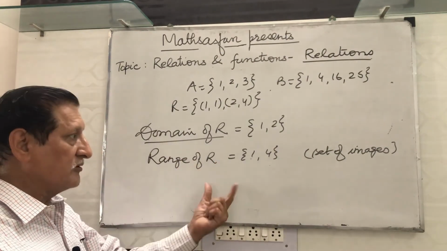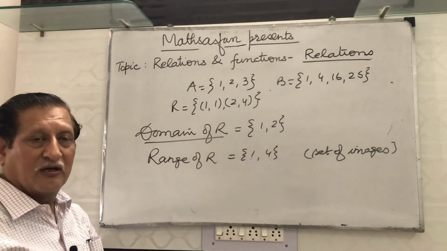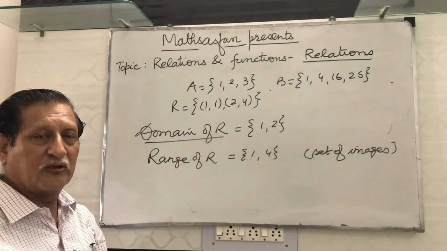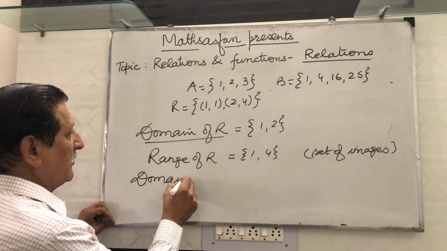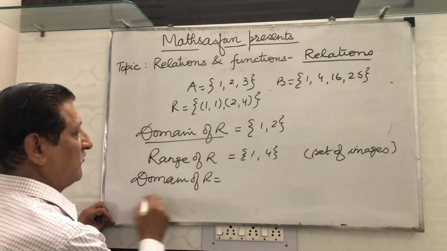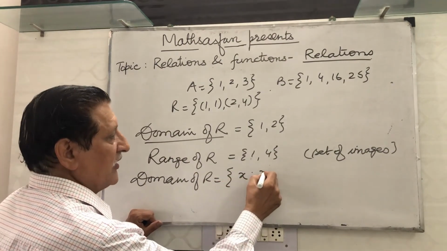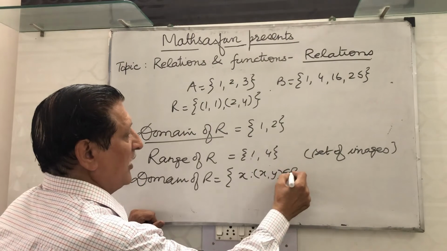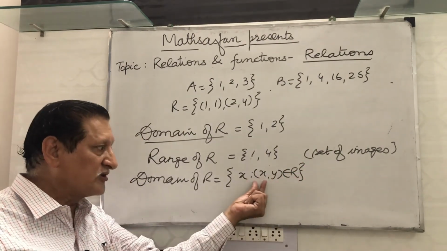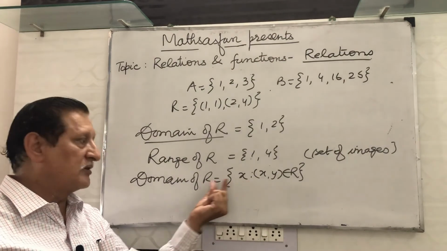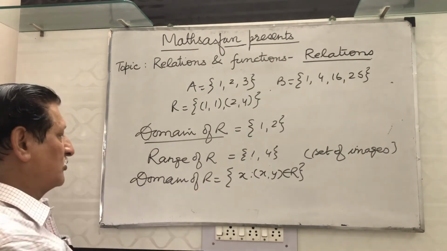Now after this particular definition, can we define domain and range in terms of set builder form also? Yes, we can. If we define domain of R in the set builder form, we can write domain of R is {x such that (x, y) belongs to R}. It means if ordered pairs (x, y) are in R, their first components are taken, they will form the domain of set R.